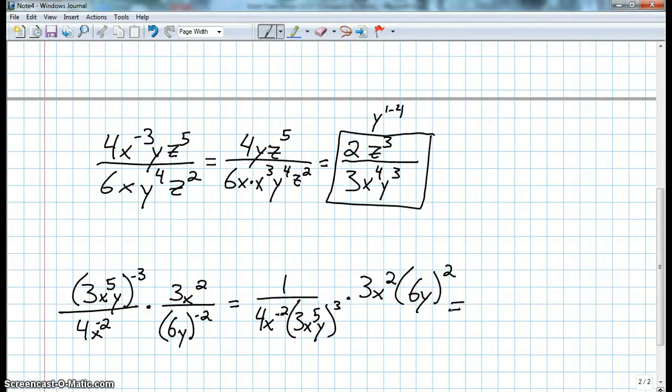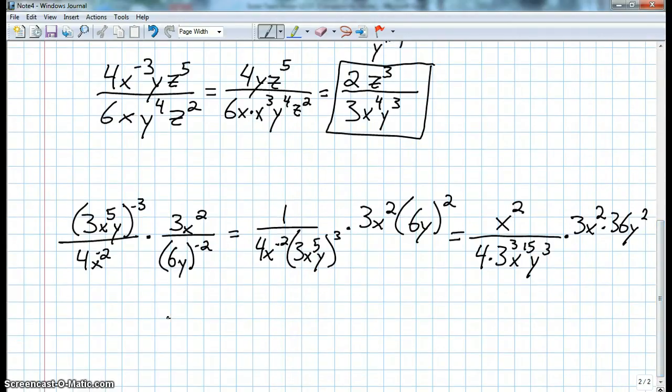Now moving forward from here, this x to the -2nd is the only thing that's being raised to a negative power, so we can move that up or back up to the numerator, so it becomes x squared. We have 4 times, this would become 3 to the 3rd, x to the 15th, and y to the 3rd, and we're multiplying that by 3x squared times 36y squared. Took care of this 6y quantity squared.